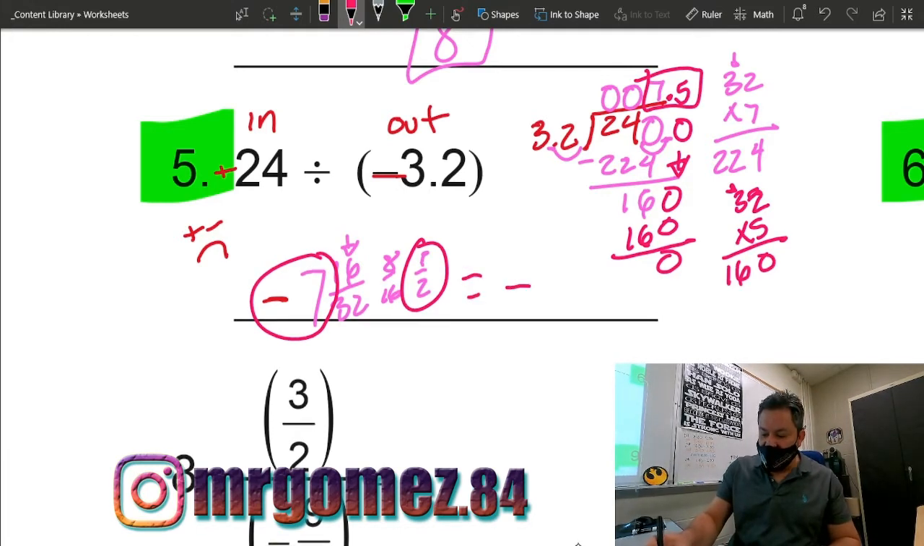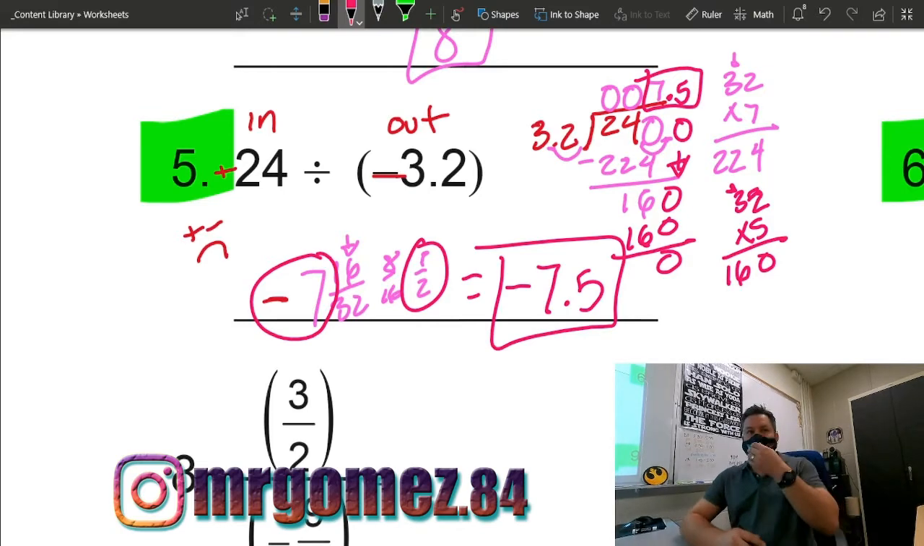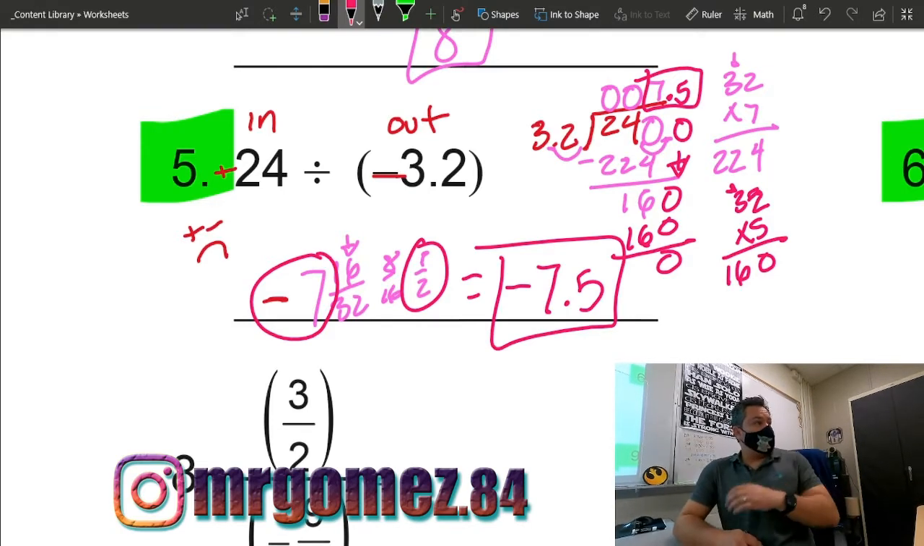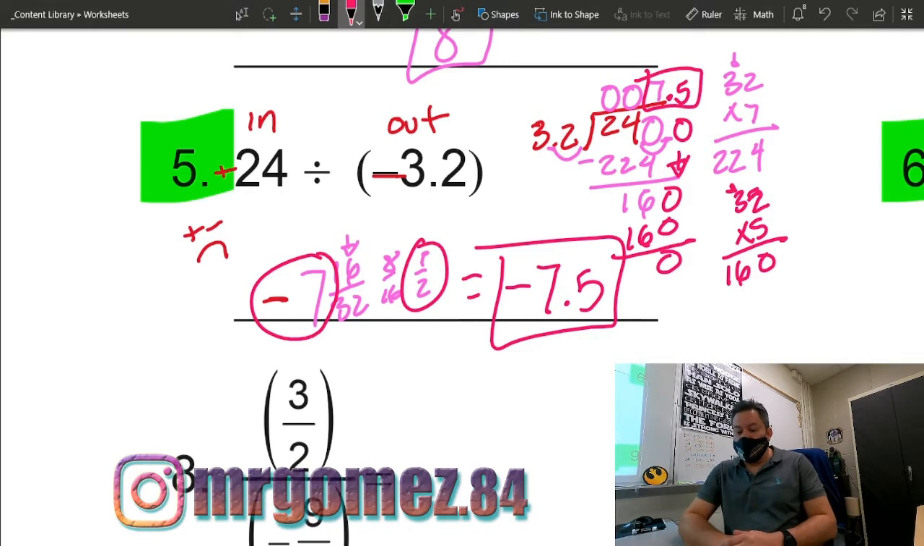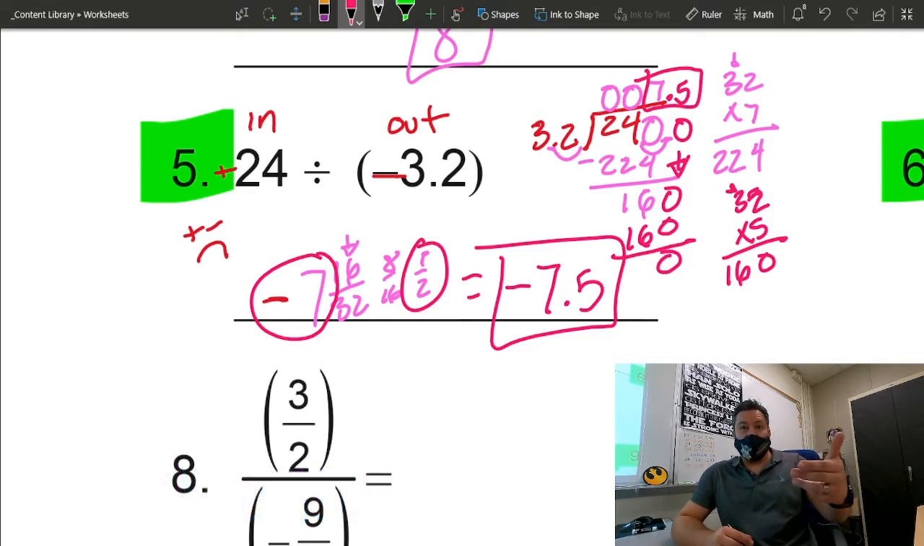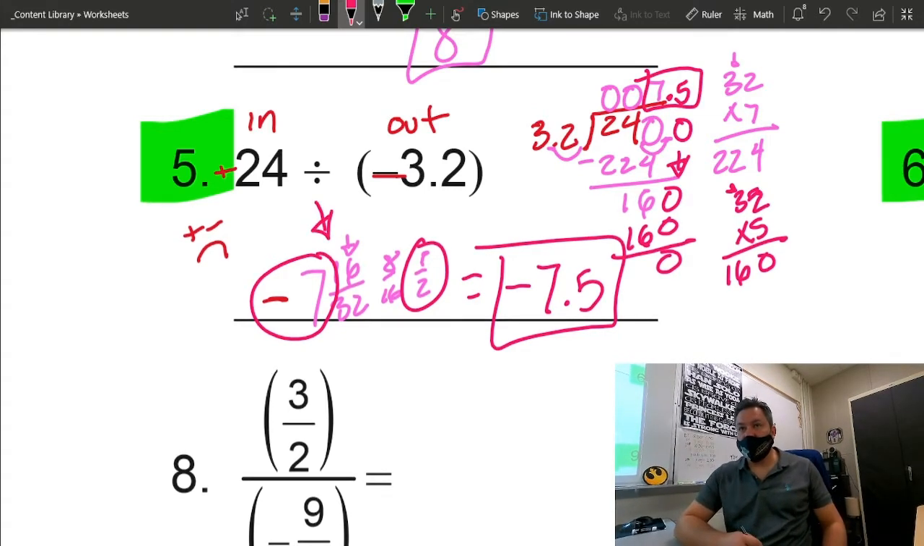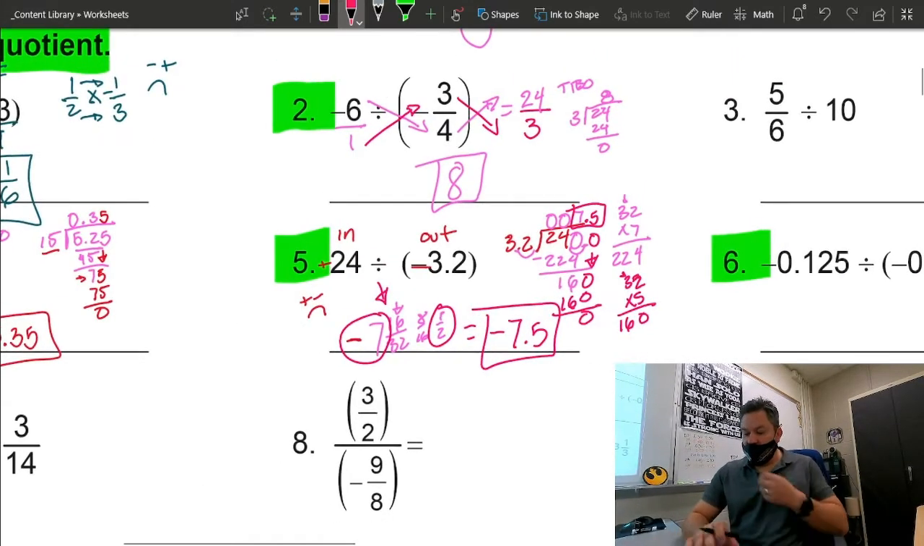So the answer is -7.5, or 7 1/2. Any questions so far? -7.5. The answer is going to be -7.5, unless they give you the answer choice as a mixed number, then the answer will be -7 1/2, which we did over here, where I said you simplify it. All right, let's look at number 6.